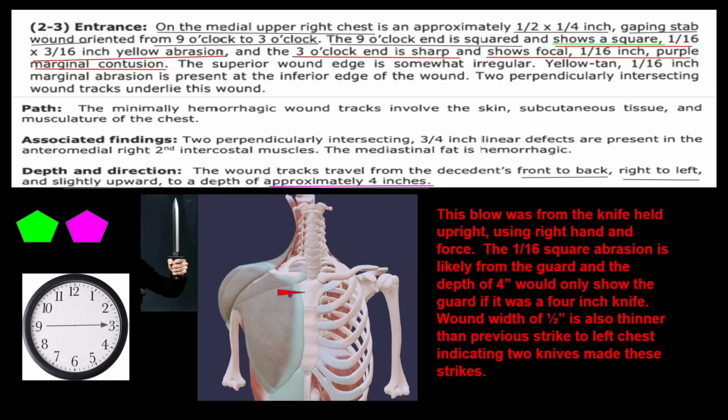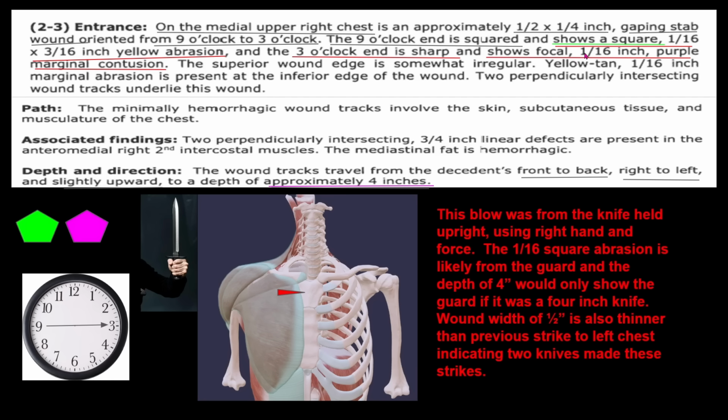Now this strike is a little bit different. This is not a fatal strike, and I don't believe this is done with the same knife. And here's why. And it says 2 to 3 entrance. On the medial upper right chest is an approximately 1/2 by 1/4 inch gaping stab wound oriented from 9 to 3. So you can see 9 to 3. The 3 o'clock end is sharp over here. The 9 o'clock end is squared.